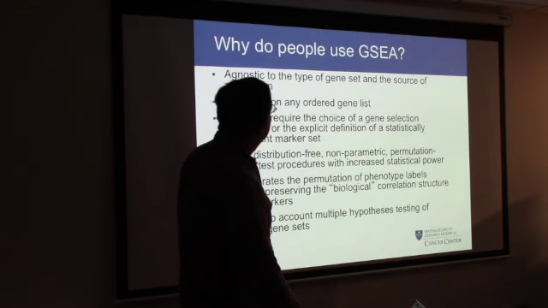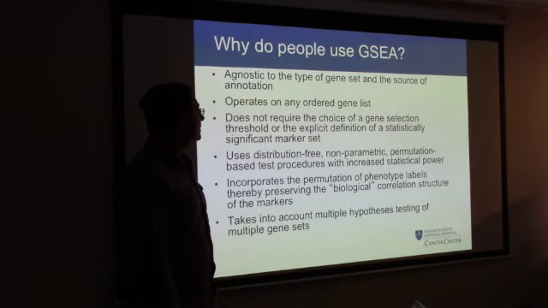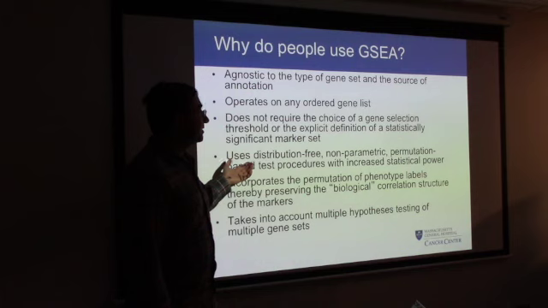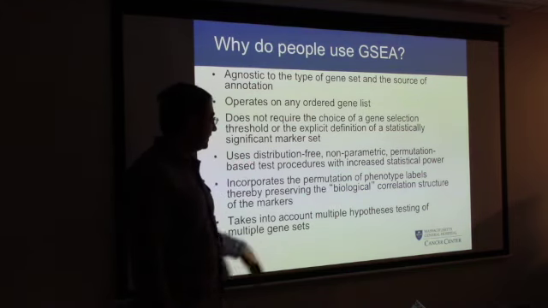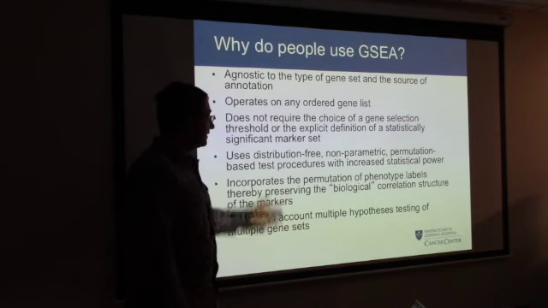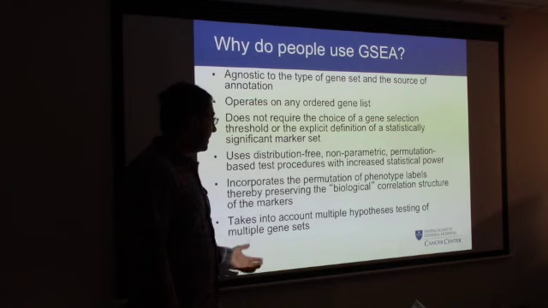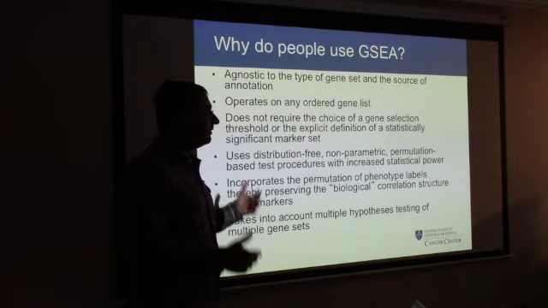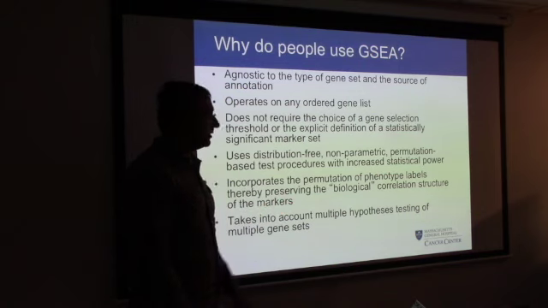And so why do people use GSEA? Well, it's agnostic to the type of gene sets and the source of annotation, operates on an ordered gene list, pretty simple, does not require a choice of gene selection threshold nor explicit definition of significant marker set, uses distribution-free, non-parametric permutation based test procedures with increased statistical power. Basically, it's a very foolproof, easy way to run your test for your genes.